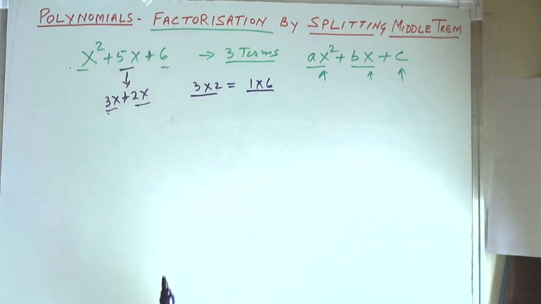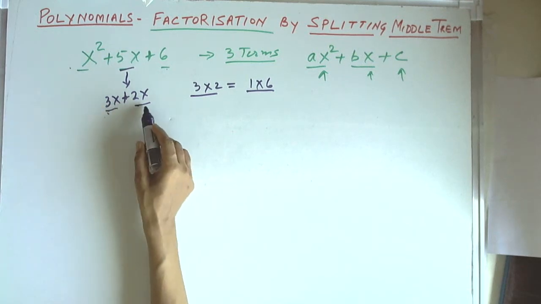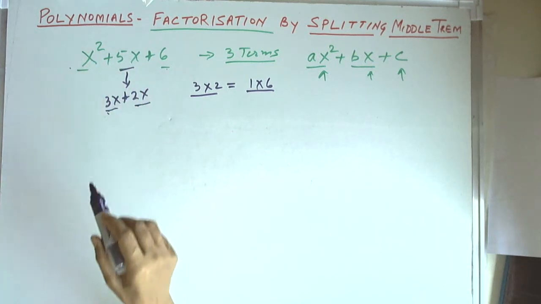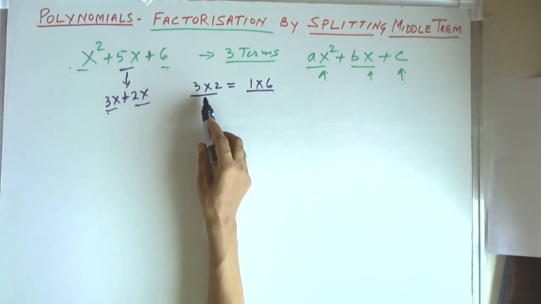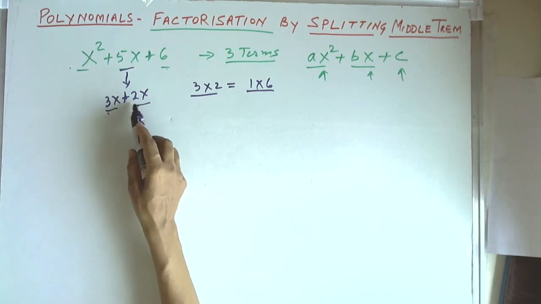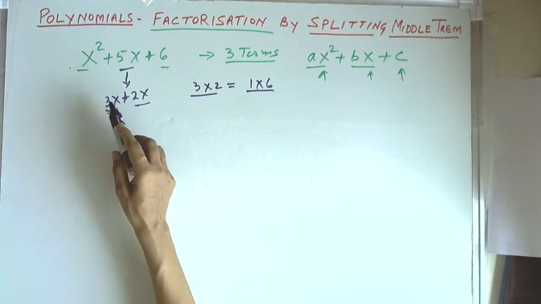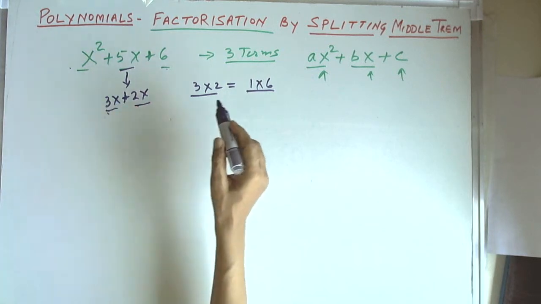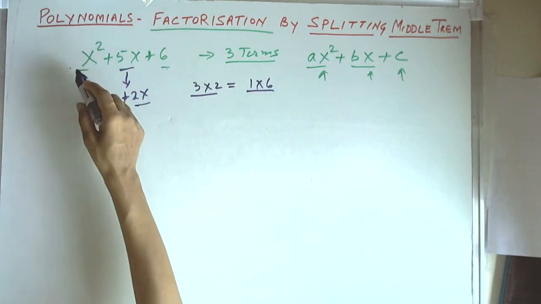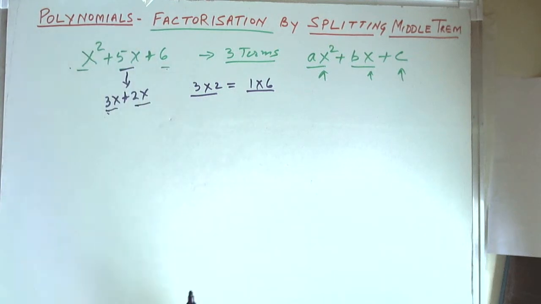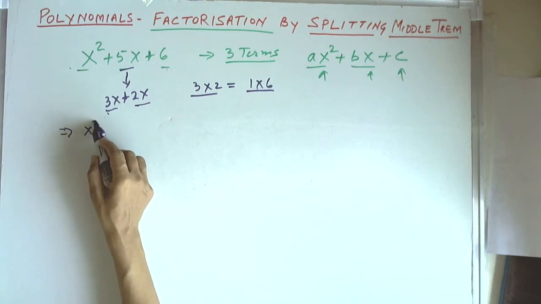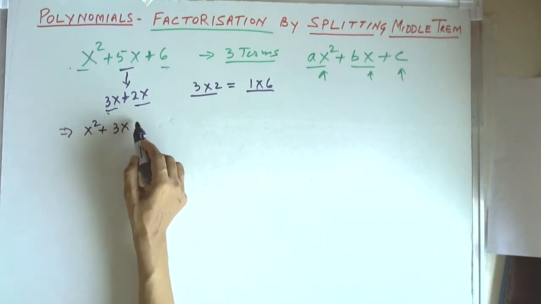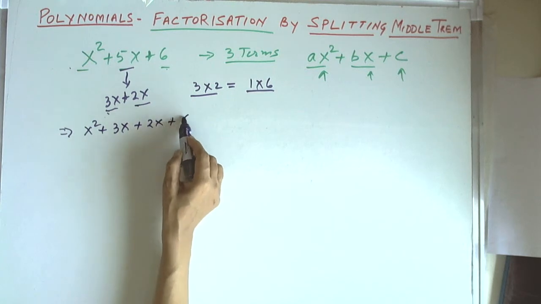So it means we have to come up with the splitting in such a manner that the addition will lead to the middle term and the product of the coefficients of the split terms, that means the coefficient here is 3 and the coefficient here is 2, will be equal to the product of the first and the last term. So continuing this, this will become x square plus 3x plus 2x plus 6.